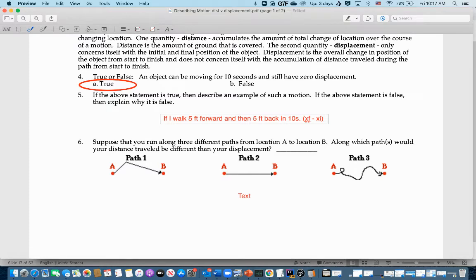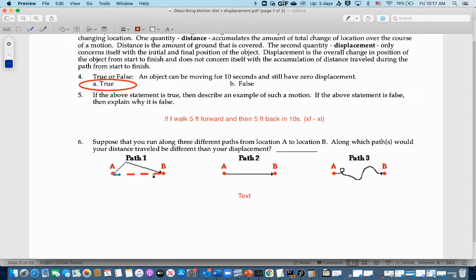So then it's asking us, along which path would your distance traveled be different than your displacement? So again, what's my displacement? It's my final minus my initial. So maybe if I go ahead and draw my displacement right here, I'm just going to draw a dotted line right here. Well, that's the difference right here between B and A, is this displacement.